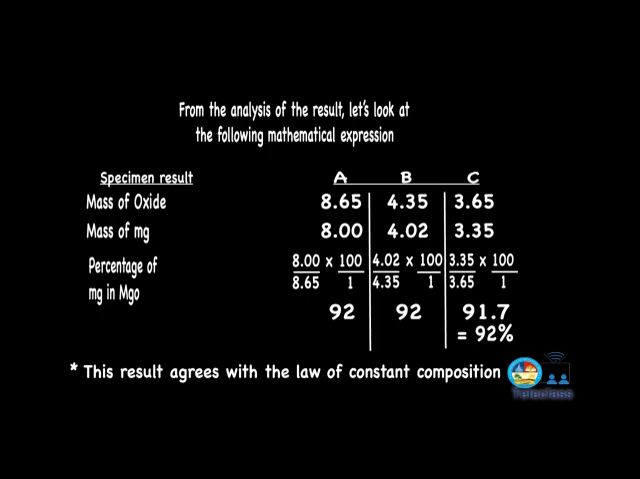The third one, we have 3.35 grams over 3.65 grams times 100 over 1, we still have 92. So we can see from the calculation that the answer obeys the law of constant composition, because all pure samples contain the same elements combined together in the same proportion by mass. So they are all 92%. The result agrees with the law of constant composition.